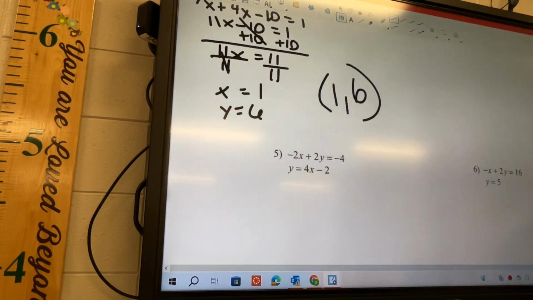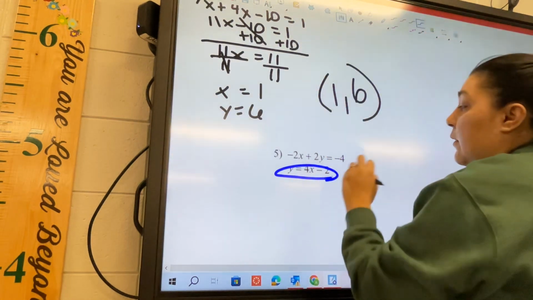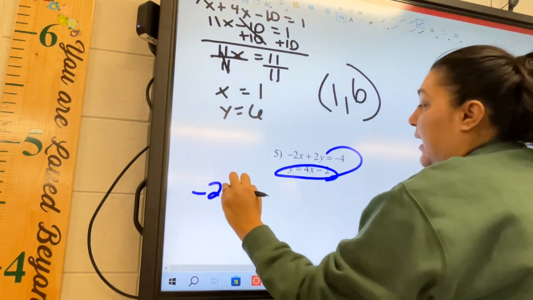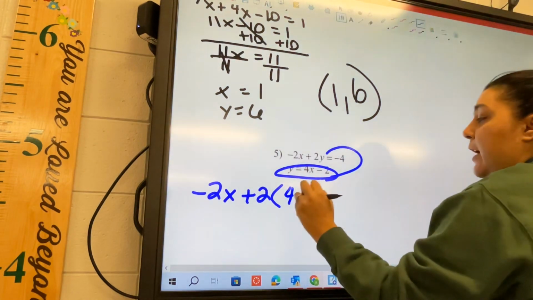Okay, 5. Which one are we going to start with? Equation 1 or equation 2? 2. Okay, we're going to start with equation 2. Okay, so it's going to look like -2x plus 2, and instead of the y, I'm putting 4x minus 2.